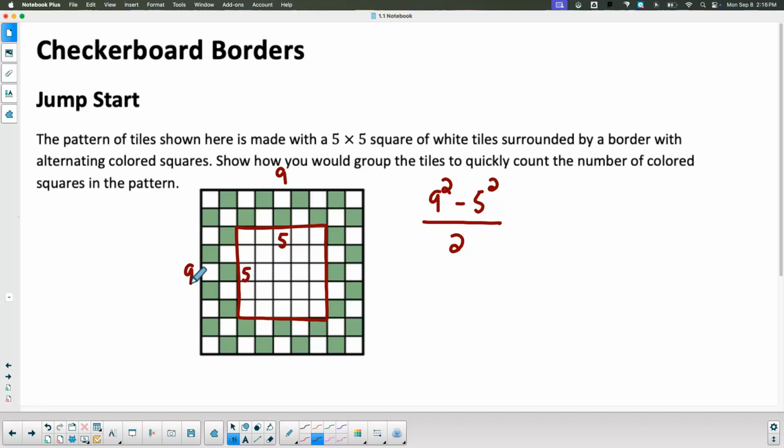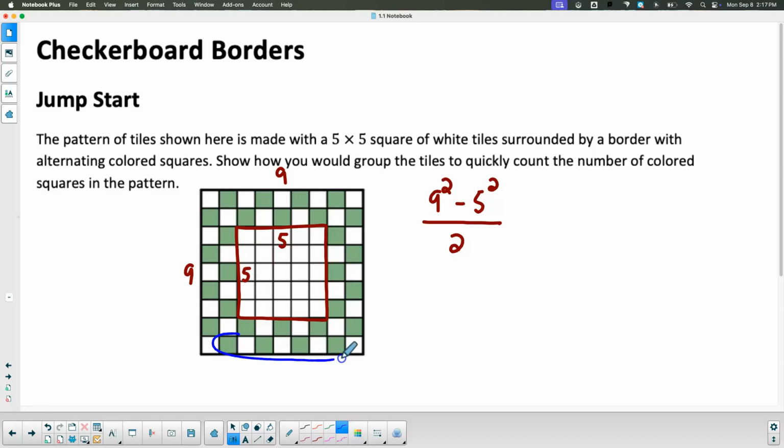Anybody else use that same method? You guys did? My other 2 tables, what method did you use? Or did you not come up with a pattern? No? Didn't see one? Table 8? No? Nothing? Okay.